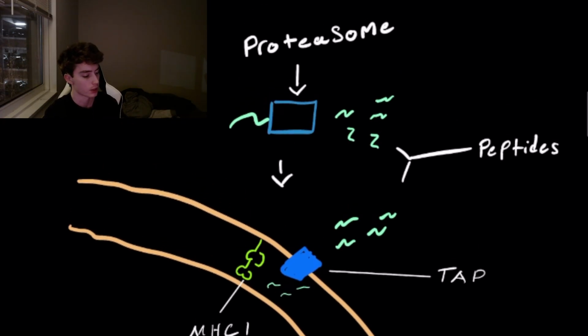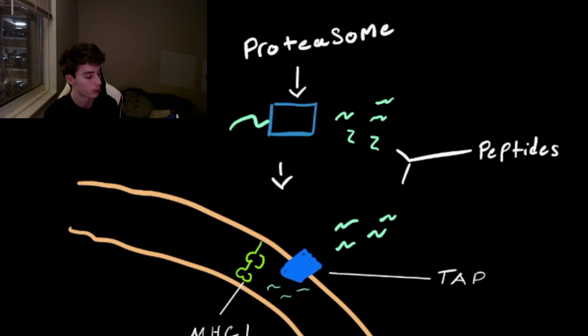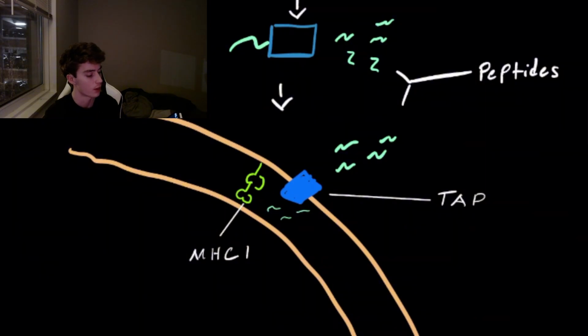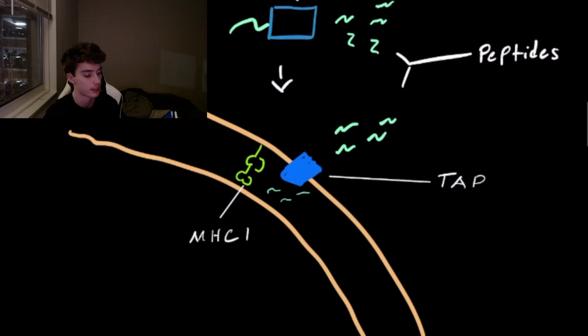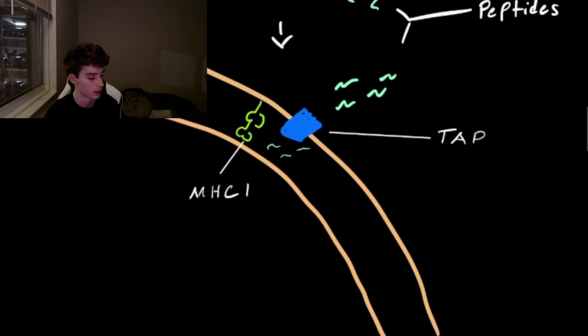The way this actually works is that there's a structure in your cytoplasm, your nucleus, called the proteasome, which will break down a polypeptide chain, a big protein, whatever you want to call it, and it'll divide it up into singular peptides that are very small in order for them to be transported into the endoplasmic reticulum via TAP. TAP is kind of like a transport structure that will transport these peptides into the endoplasmic reticulum. Once inside the endoplasmic reticulum, they will bind to MHC1.